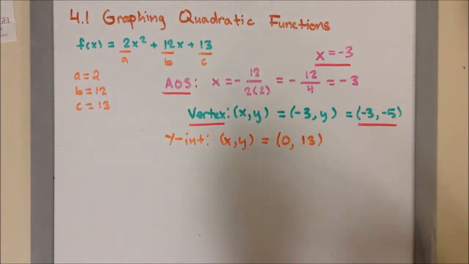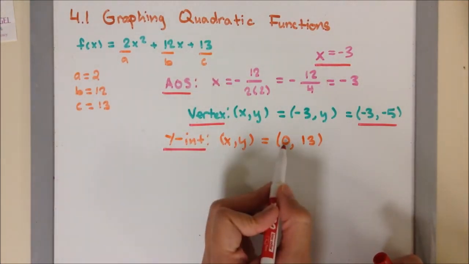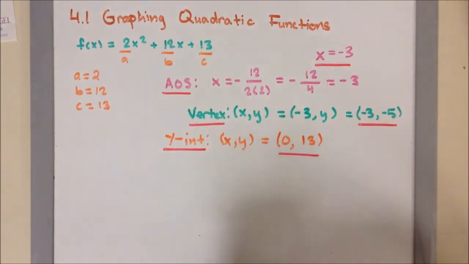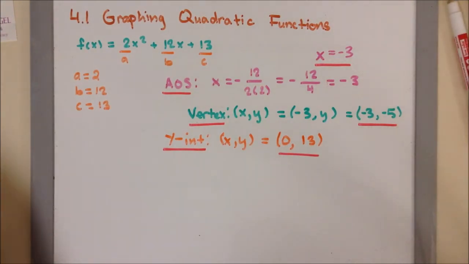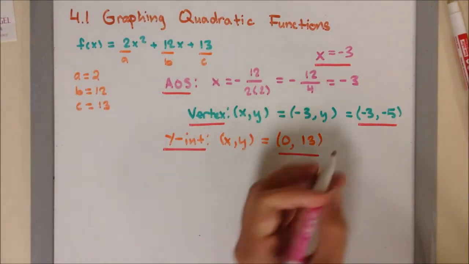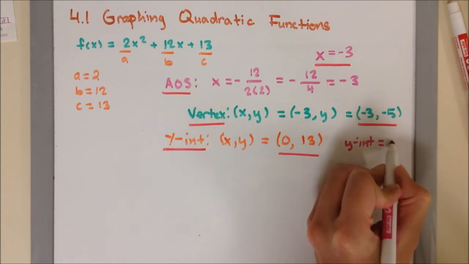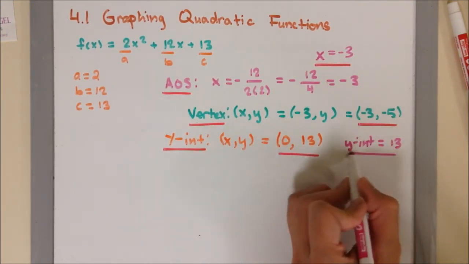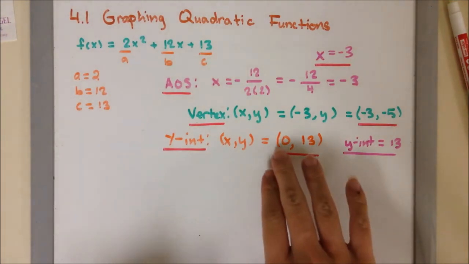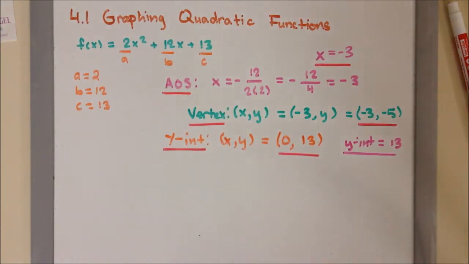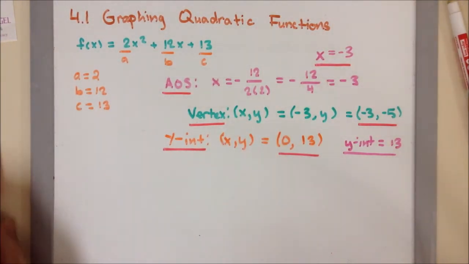Simply write it as a coordinate point. x is always 0, our y value is always c. So 0, 13. Now sometimes you might see us write it as y-intercept equals 13, which is fine. But remember, when you're graphing, we're going to give it in coordinate points. x is 0, y is 13. So that's our y-intercept.